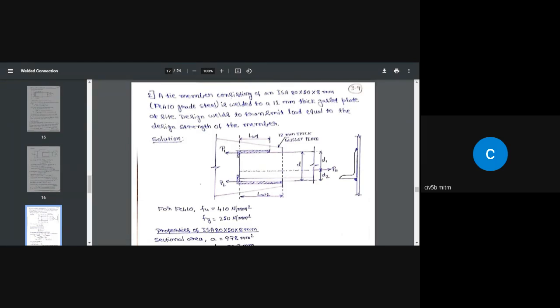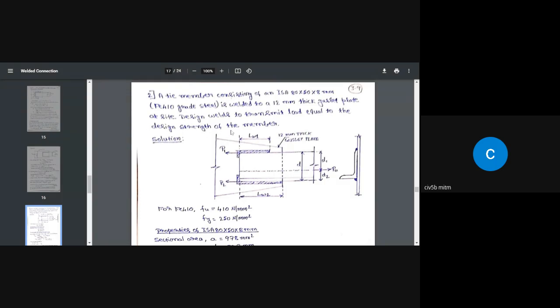Going to the next example. So the problem says a tie member consisting of an ISA 80 by 50 by 8 millimeter is welded to a 12 mm thick gusset plate at site. Keep in mind, design welds to transmit load equal to the design strength of the member.